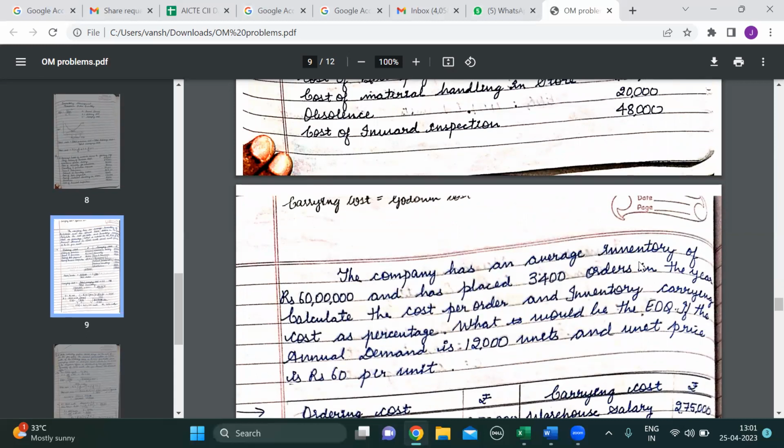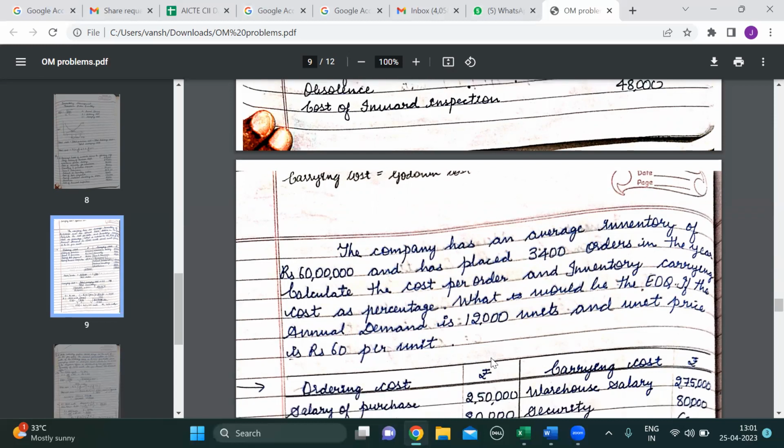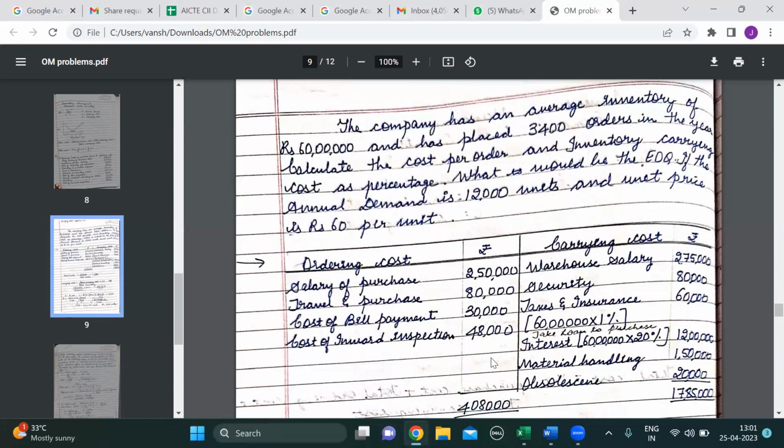The company has an average inventory of rupees 60 lakh and has placed 3,400 orders in a year. Calculate the cost per order. So we need to know the ordering cost per order and inventory carrying cost as percentage. What would be the EOQ if the actual demand is 12,000 units and unit price is rupees 60 per unit? So we have to also find the economic order quantity.